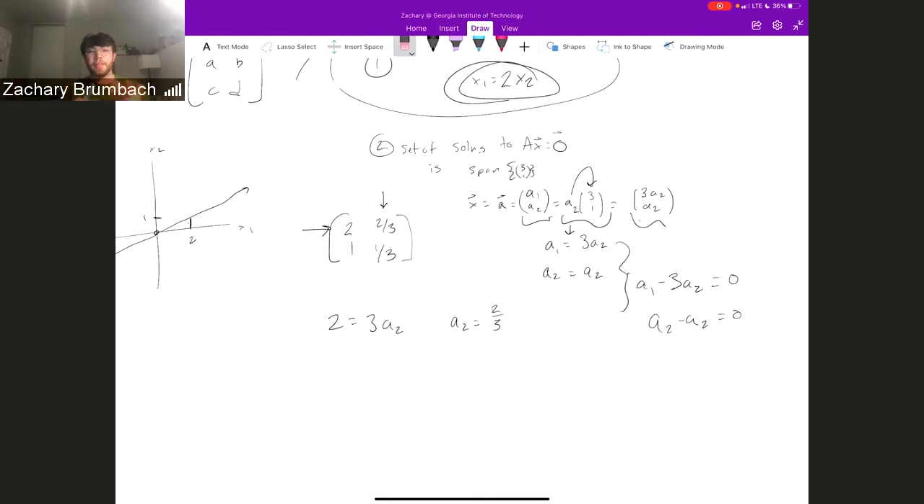Because think back to that worksheet problem, when we had a b that was non-zero, we had that extra constant vector.